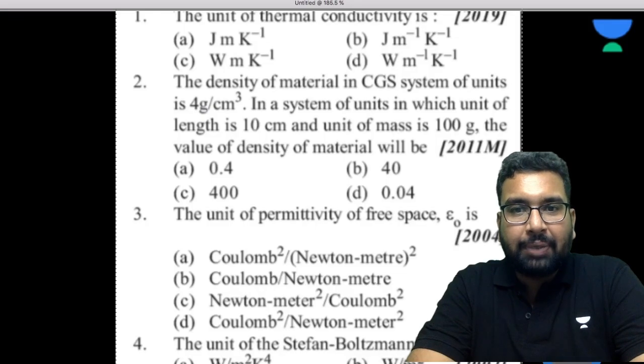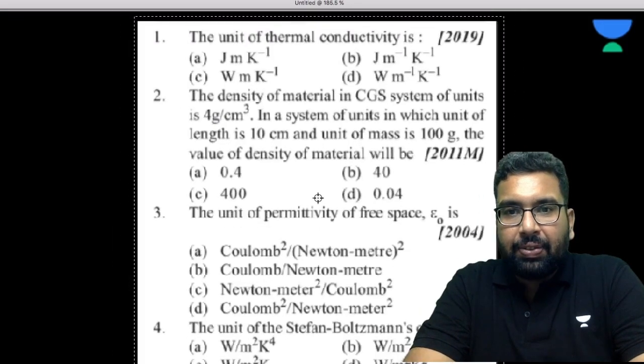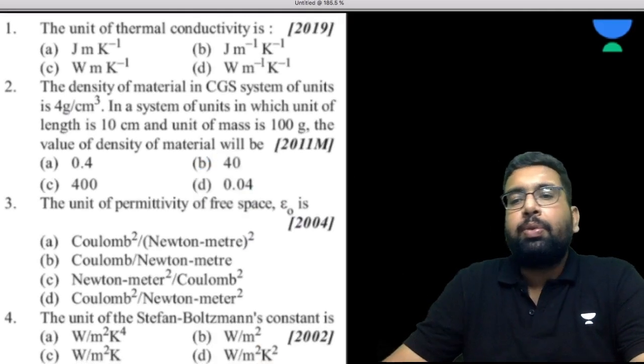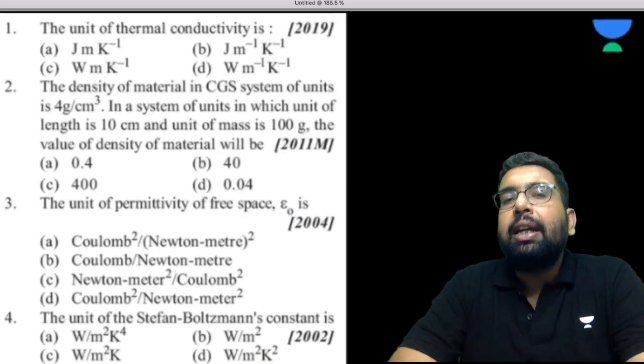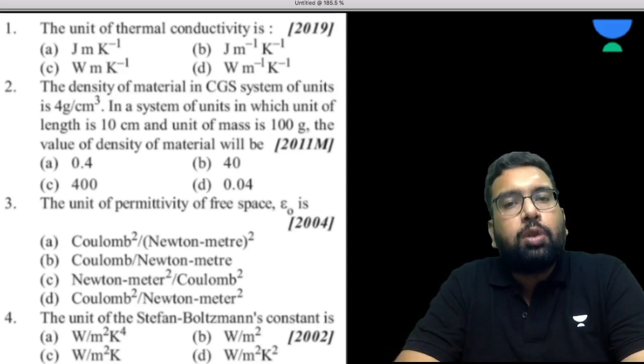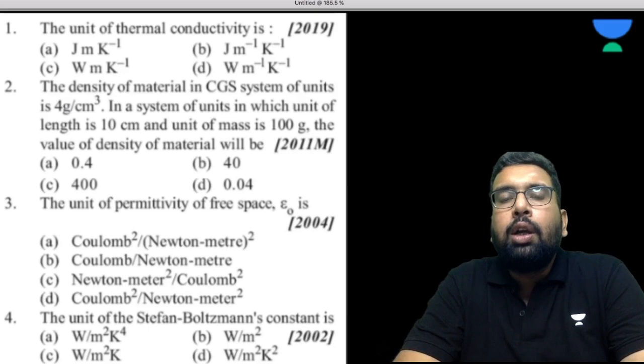Okay, so let's go with the first few problems. These all are NEET problems. Let's do it quickly, because in the NEET examination or any competitive examination, it is also important that you do the questions in a short time frame.